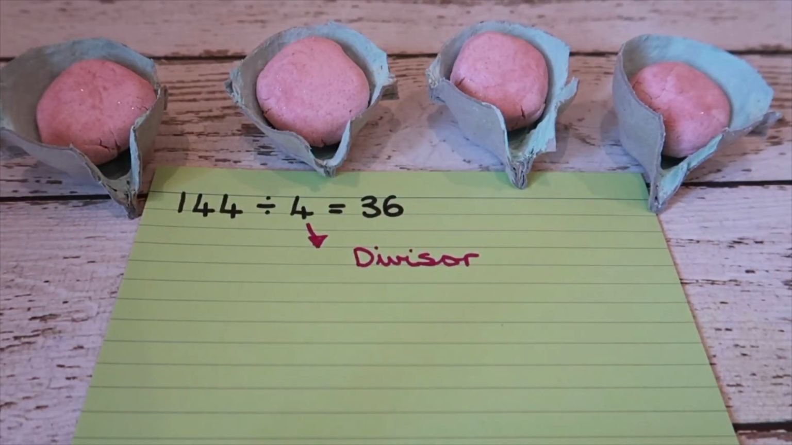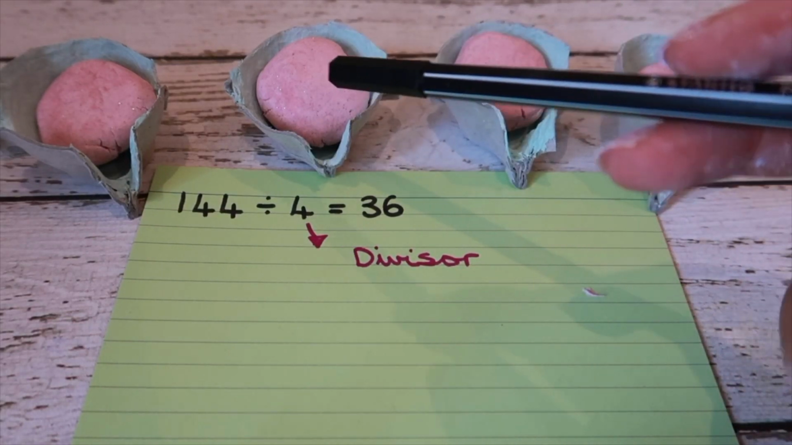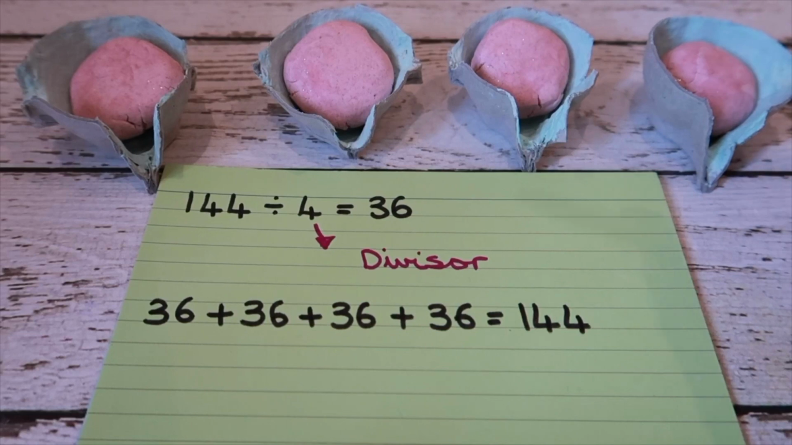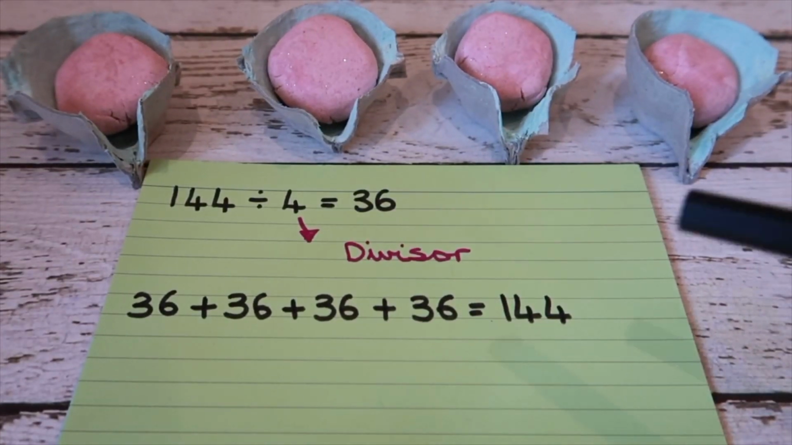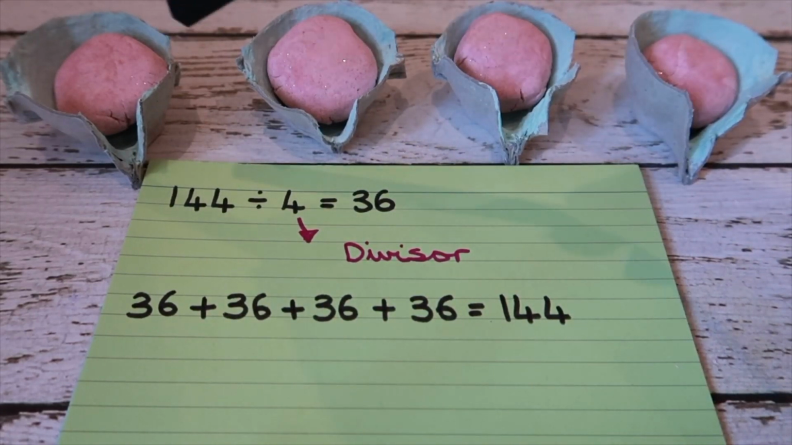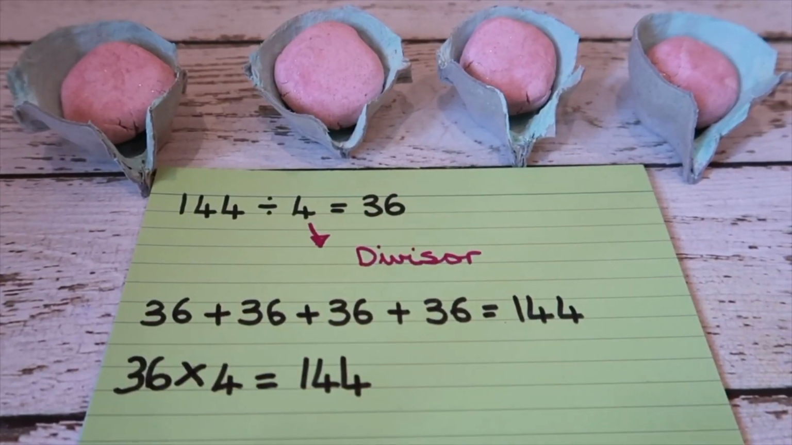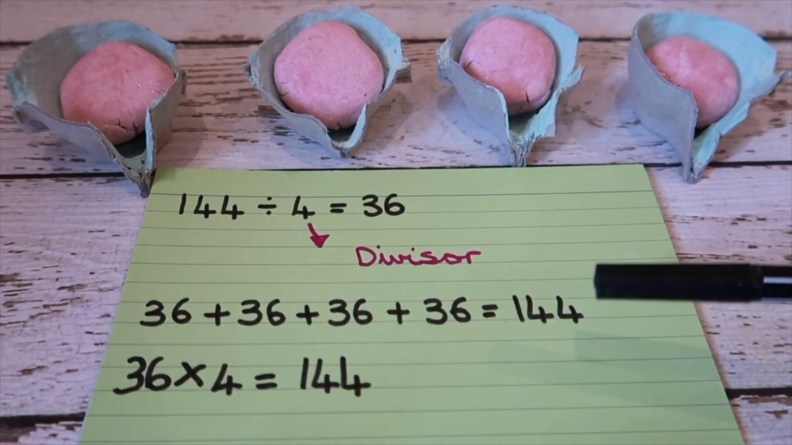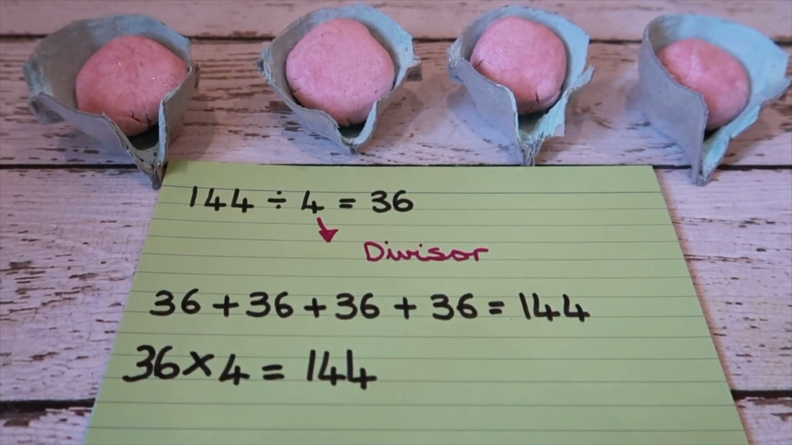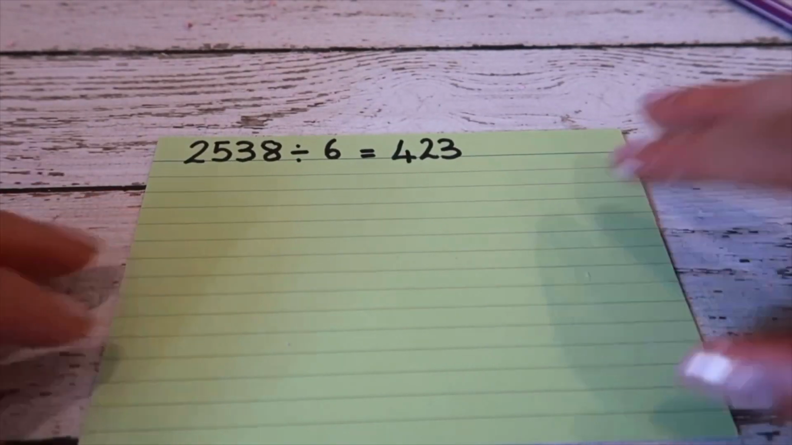So I've got 36 groups of 4 would be equal to 144. So 36, add 36, add 36, add 36 is equal to 144. So another way of, instead of writing 36, add 36, add 36, add 36, as you can see from the picture here, would be for me just to write 36 times 4. As you know, multiplication is repeated addition. So I've got 4 groups of 36, and that gives me 144. It's important to really understand what division or what sharing means before we go into how to divide.